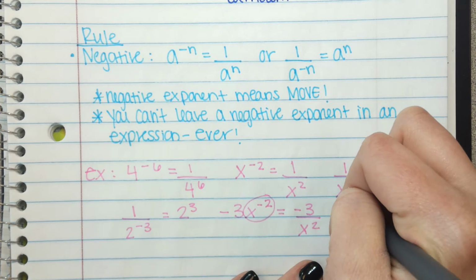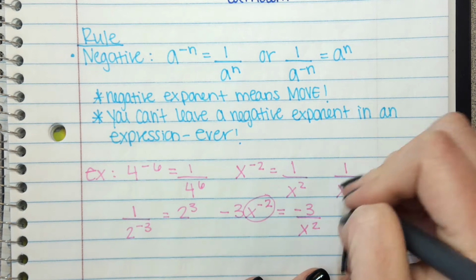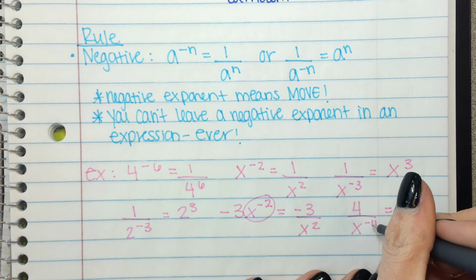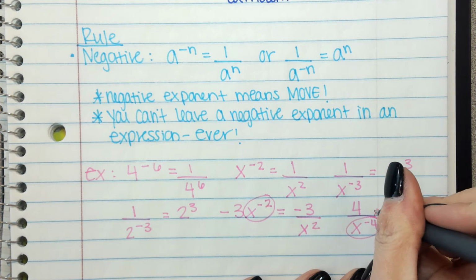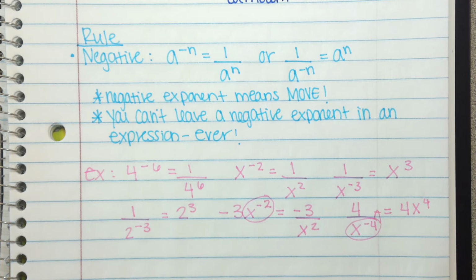All right, or if I have 4 over x to the negative 4th, okay, I can rewrite that. The 4 stays. It does not have a negative exponent. This x does, so it moves up. So we have 4x to the 4th. Okay, so that's how your negative exponent rule works. That negative exponent means move it. Does not mean a negative number.